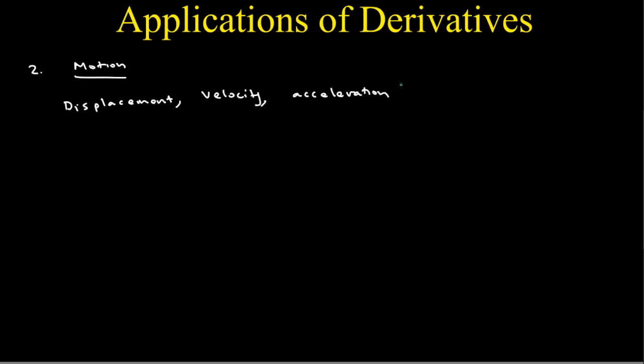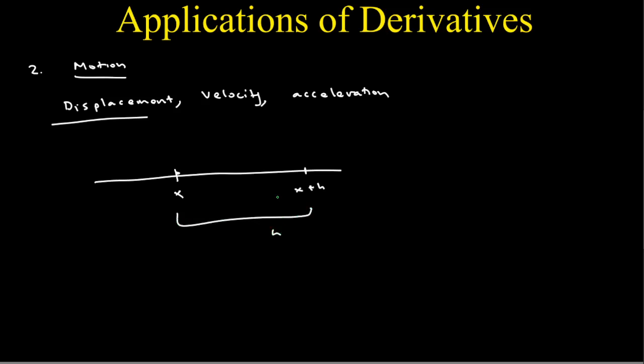Displacement is the whole idea of how far away you are from your starting point. So if this was your starting point, x, and you're at x plus h, our displacement is h. If you're at x minus h, our displacement would be minus h. Let's say you were at x and you traveled to x plus h, then you came back to x minus h, and then you went to x. What would our displacement be?